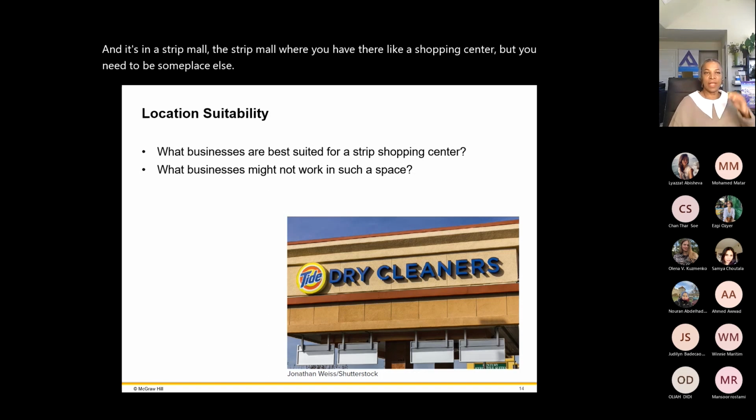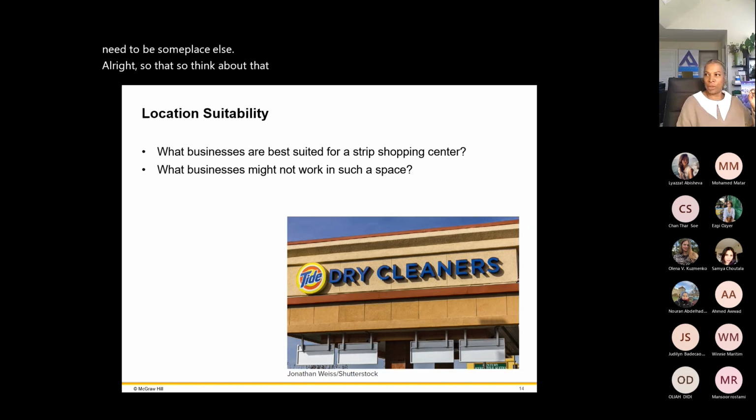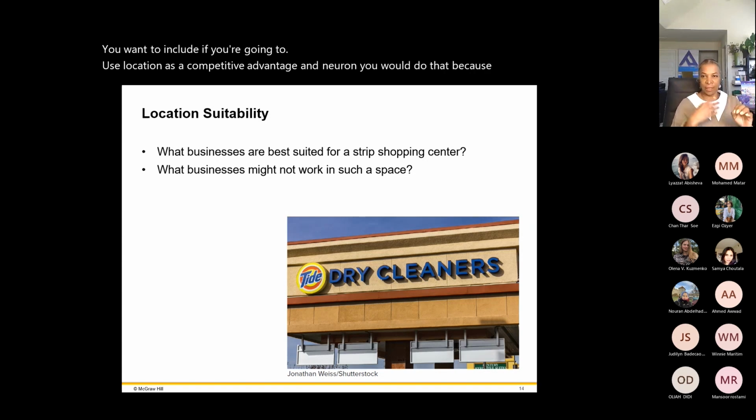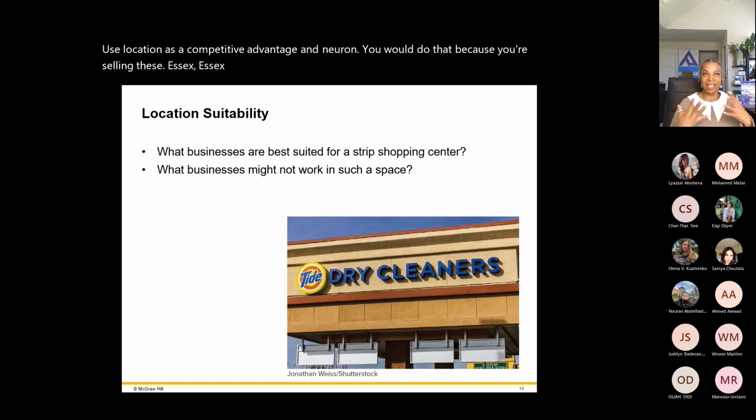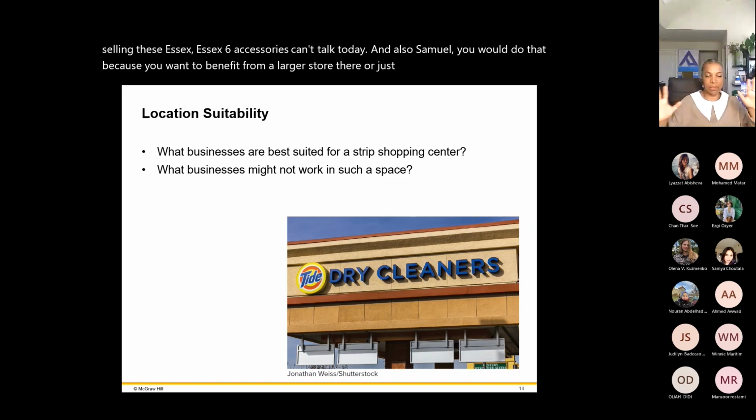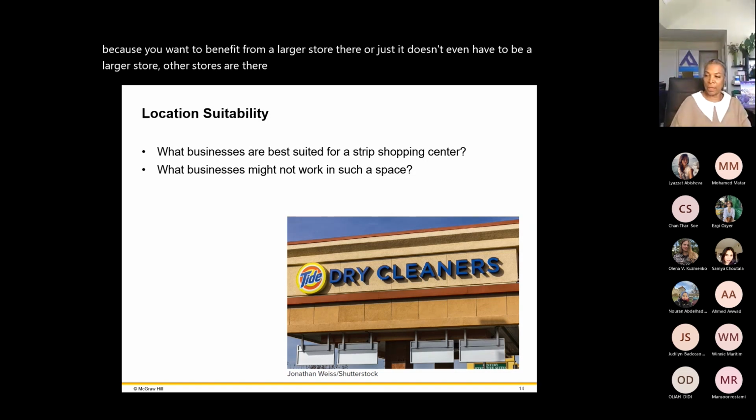All right, so think about that, because when you do your presentation, you want to include if you're going to use location as a competitive advantage. Nuran, you would do that because you're selling these as accessories. And also, Samuel, you would do that because you want to benefit from a larger store there, or it doesn't even have to be a larger store. Other stores are there, so people are coming there anyway. Because I'm a new business, I want to situate myself where there's going to be traffic. When I say traffic, I mean customers.